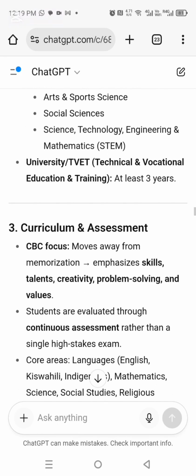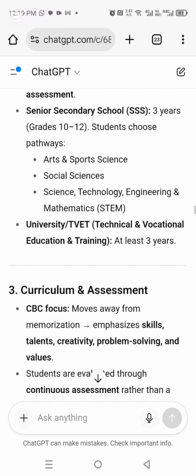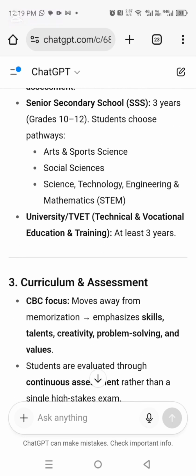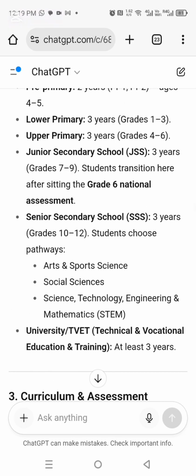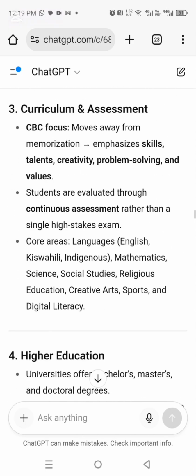I'm not sure if I'm the one who's not reading it right, but you get science, tech, engineering, and maths, which do we have the facilities? Do we really have the facilities? Anyway, so the curriculum and assessment: CBC moves away from memorization, emphasizes skills, talent, creativity, problem solving, and values.